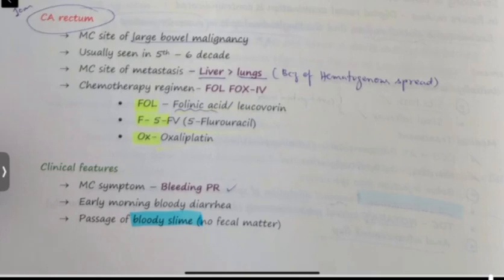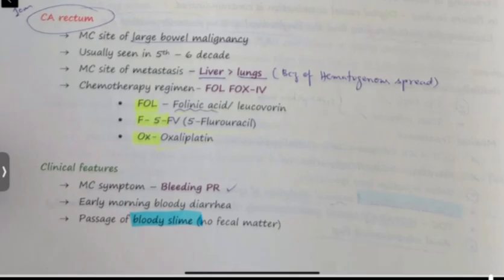We discussed various pathologies related to the rectum and anal canal, and we had stopped at pilonidal sinus. Today we are going to discuss CA rectum, CA anal canal, and the vermiform appendix, that is, acute appendicitis. Okay, starting with CA rectum.